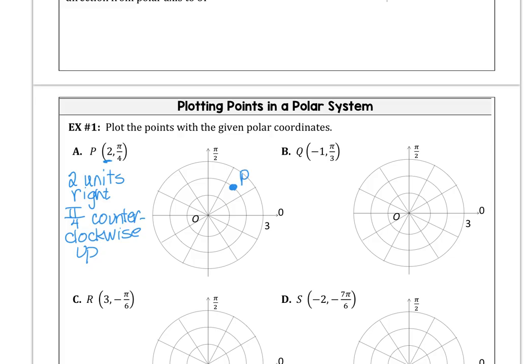On B, we want to start at -1, so we're going to go left 1. And we want pi over 3 to be counterclockwise. Counterclockwise in that case is going to be a downward motion, 1/3 of a pi. So 1/3 of a pi would be at this location. This would be point Q. So 1 left and pi over 3 down, because this is the counterclockwise.